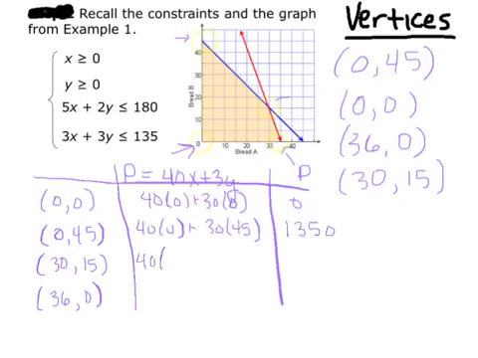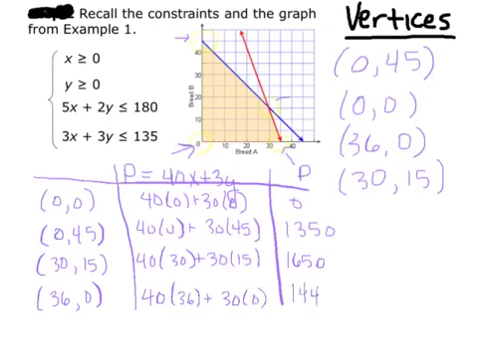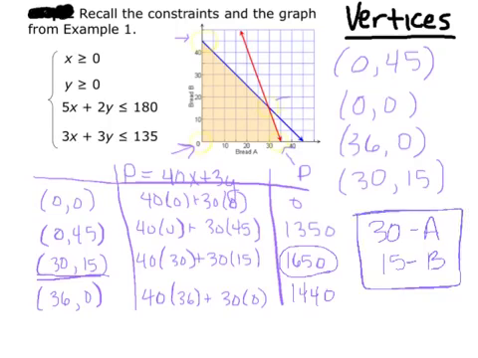40 times 30 plus 30 times 15 gives me a profit of $1,650. 40 times 36 plus 30 times 0 gives me a profit of $1,440. Okay, the problem said to maximize the profit, which is this right here. So to maximize the profit, we should bake 30 batches of A, 15 batches of B, and we will have the most profit that we can get.